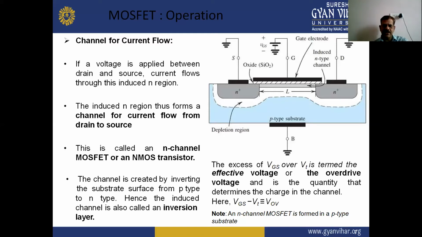So, the excess of VGS over Vt is termed the effective voltage or the overdrive voltage and is the quantity that determines the charge in the channel. So here VGS minus Vt equals VOV. Note here the N-channel MOSFET is formed in a P-type substrate in this diagram.